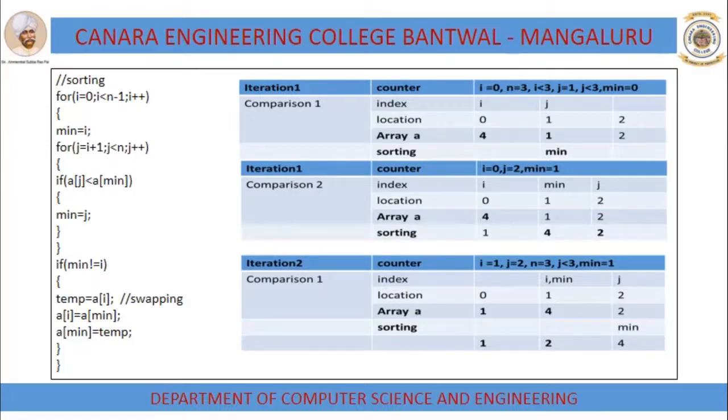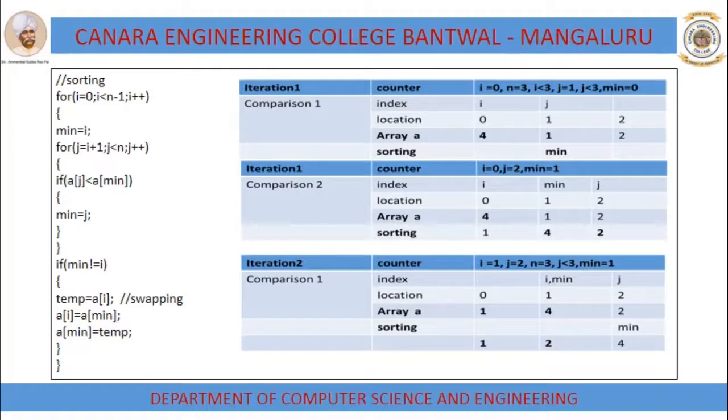Now, if minimum is not equal to I, I am checking whether the first value itself was minimum or not. Initially I assigned the minimum value to I. Now I have found a new minimum value, so minimum is not equal to I. Minimum is pointing here. The value of minimum is 1, and I value is 0. So 1 is not equal to 0, the condition is true.